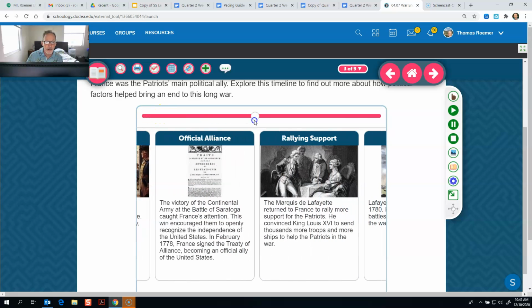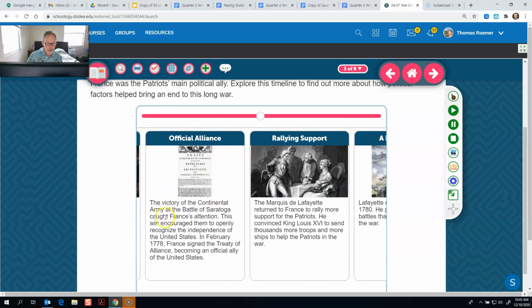All along here now we've got this in February 1778. We've got the Continental Army in the Battle of Saratoga. Now they have a treaty, an alliance, where they officially become an ally, a friend, a partner. France becomes a partner with us in our fight.